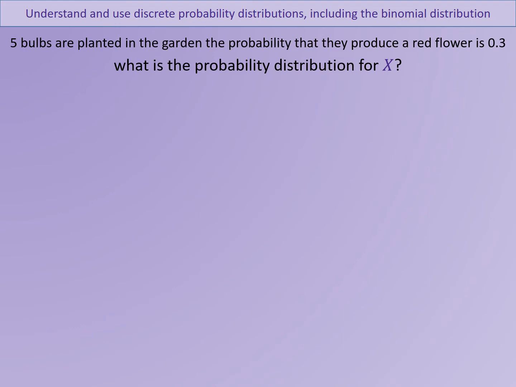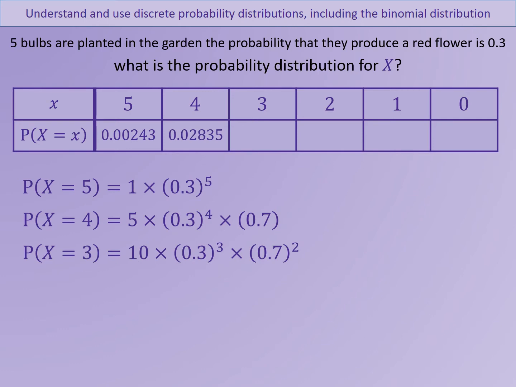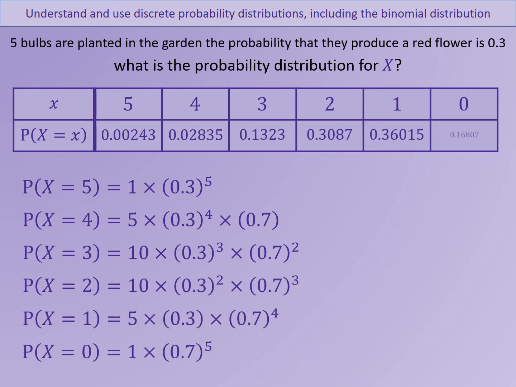Now, let's have a look at what would happen if we repeated the same idea but for 5 bulbs. Same idea again, so the probability of x being equal to 5, 1 times 0.3 to the power 5. Probability of x being equal to 4, so 4 red flowers. We've got 5 combinations. Probability of a success 0.3 to the power 4, and then the failure 0.7. And you'll notice as we go through this, this is just the binomial distribution.